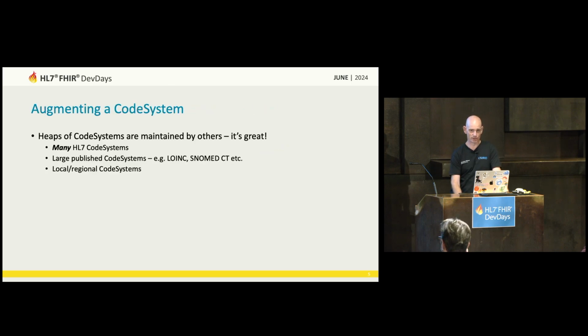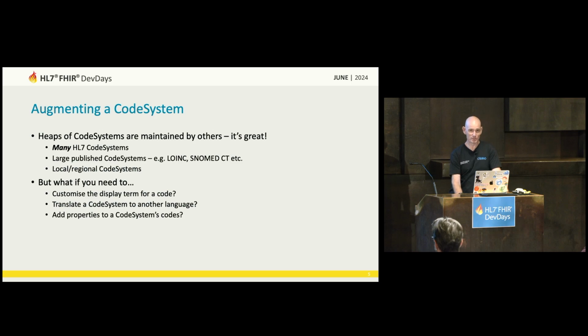So, augmenting a code system. We'll start with CodeSystem Supplements. There are heaps of code systems maintained by other people all around the world, which is awesome, because maintaining code systems is hard. Many of those code systems come from HL7. There are big code systems published by SNOMED International, there's LOINC, there's RxNorm, others. And then there's a bunch of local and regional code systems, thousands of them, unfortunately.